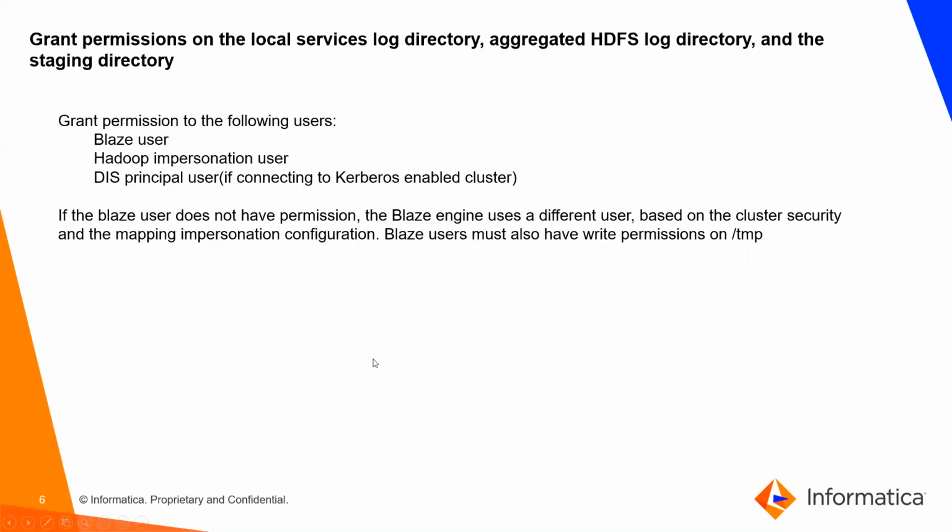Moving on, granting permission on local service log directory, aggregated HDFS log directory, and the staging directory. You need to grant permission for the below users: the Blaze user if you have created, and the Hadoop impersonation user and DIS principal user if you are connecting to a Kerberos enabled cluster. If the Blaze user does not have the permission, the Blaze engine uses a different user based on the cluster security and the mapping impersonation configuration. Blaze user must also have write permissions on the temp directory.